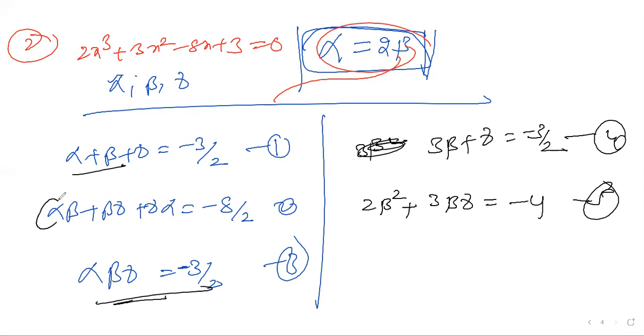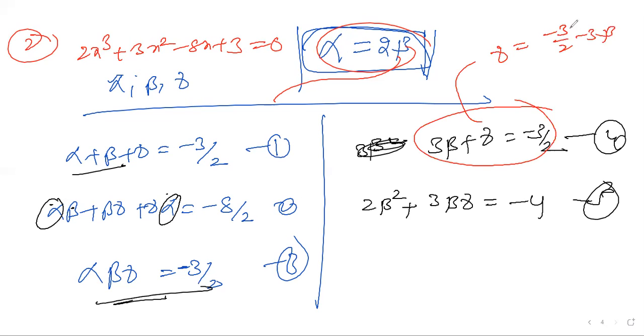Equation number 5, write it out. No, sir. Alpha is equal to 2 beta, so 2 beta square. So after that you can take 2 beta gamma and beta gamma, so automatically 3 beta gamma. Clear? Next I am trying to take from this, I'll write gamma is equal to, can I write minus 3 by 2 minus 3 beta? Do you have any problem? No, sir. Okay. This is equation number 5.